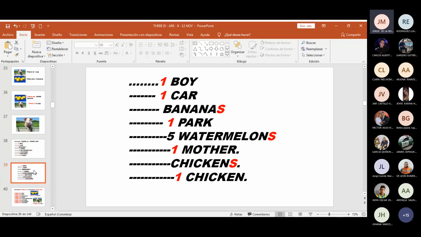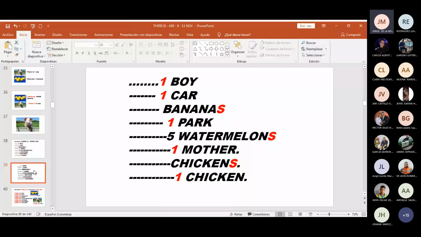Complete, please. Todo completo, please. There is a boy. There is one boy. Okay, one car. There is a car or there is one car. Very good. Bananas. There are bananas. Very good. One park. There is a park. There is one park. There is a park or there is one park.